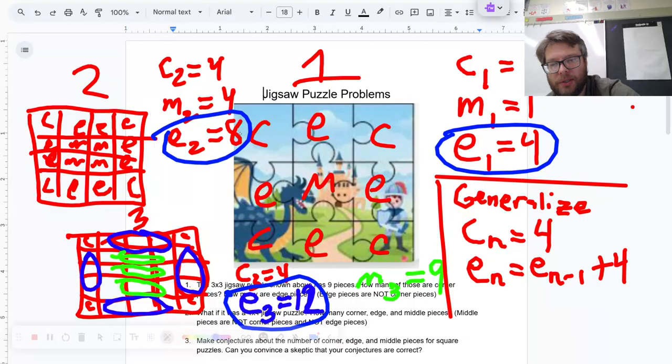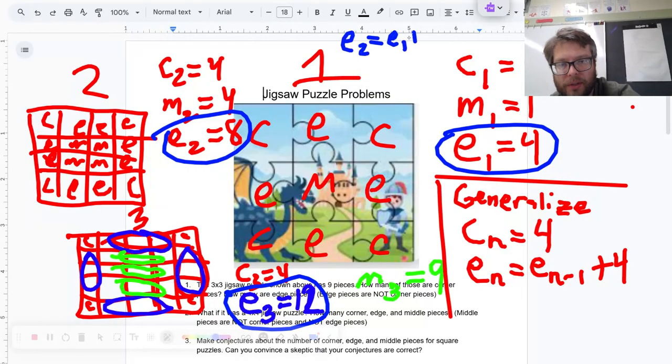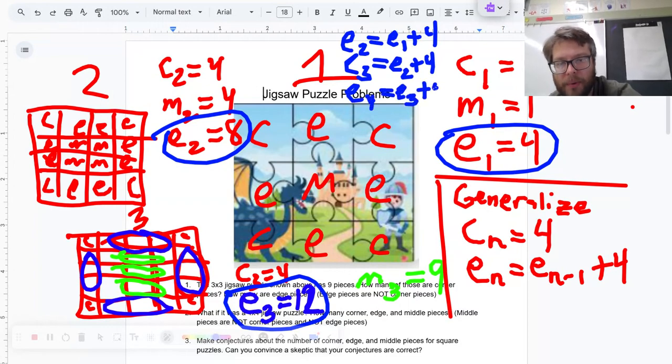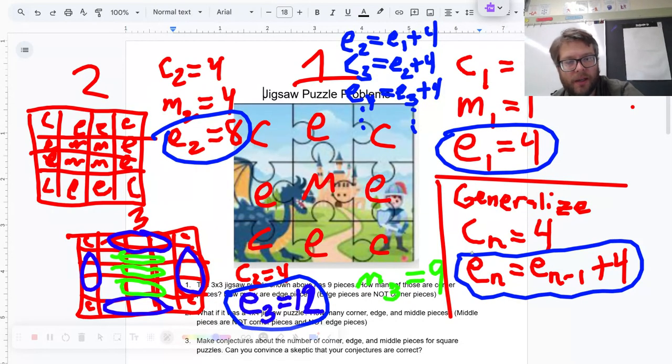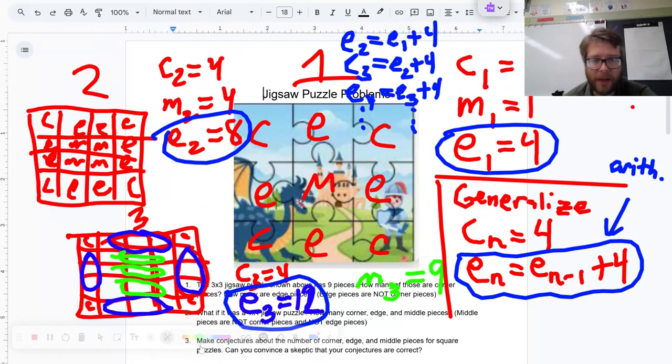12 is the same as E2 plus 4. So each time, what I'm noticing is that E2 is E1 plus 4, E3 is E2 plus 4, E4, if I drew it all out, would just be E3 plus 4. So if we just kind of extend that process down, we end up with this formula right here. Okay? That's an example of an arithmetic sequence because it's adding the same amount every time. So arithmetic.